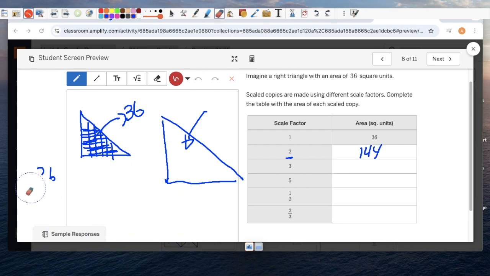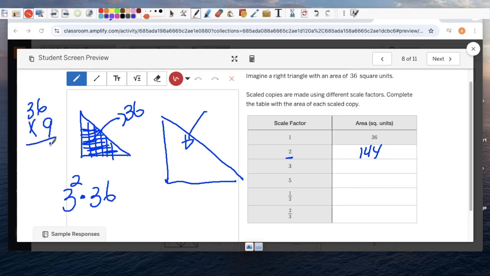Now, going with that same train of thought, let's do a scale factor of 3. What happens if we increase the dimensions of the original triangle by 3? How does the area grow? It would be 3 to the second power. We take the scale factor, raise it to the second power, and then multiply by the original, which was 36. 3 to the second power is 9, and we multiply by 36. 9 times 6 is 54, carry 5, 9 times 3 is 27, plus 5 is 32. So that's 324.